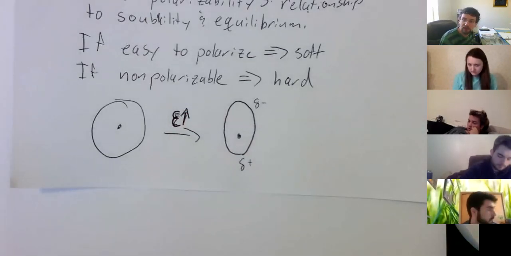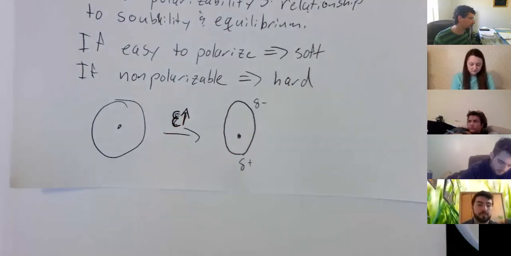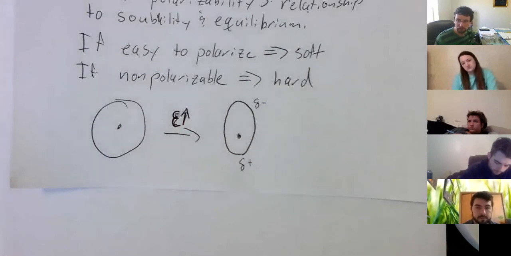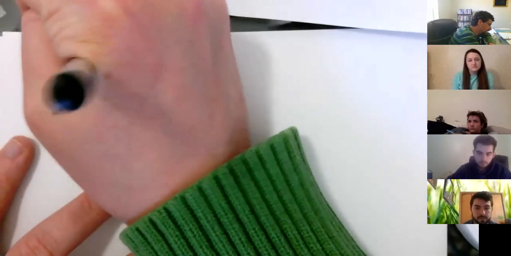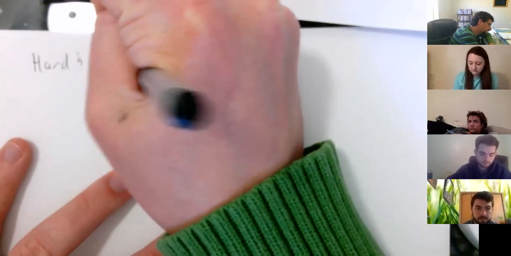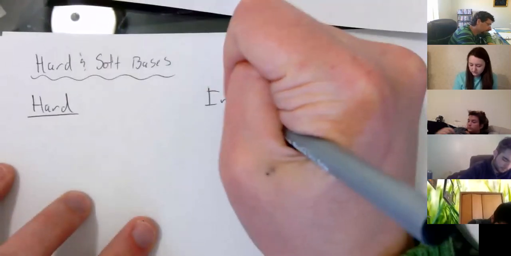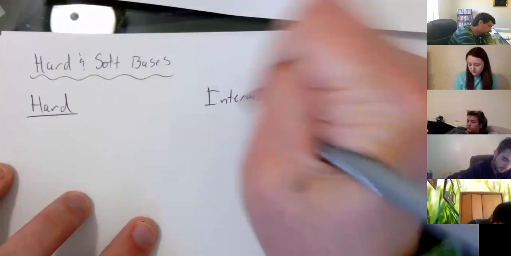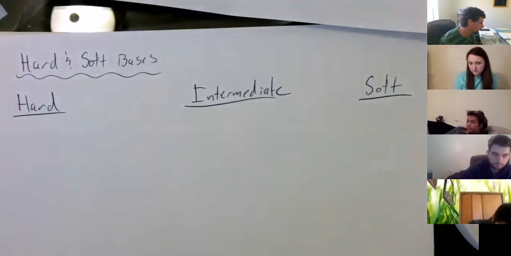You can look in your table and see whether something is hard or soft, but we're going to go through and pick a couple of these acids and bases and decide if they're hard or soft. So let's talk about hard and soft bases. We're going to make a table. We're going to have hard, intermediate, and soft. Okay.